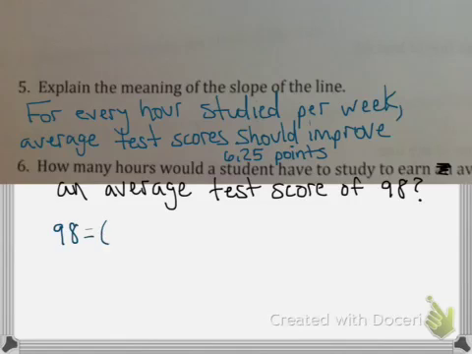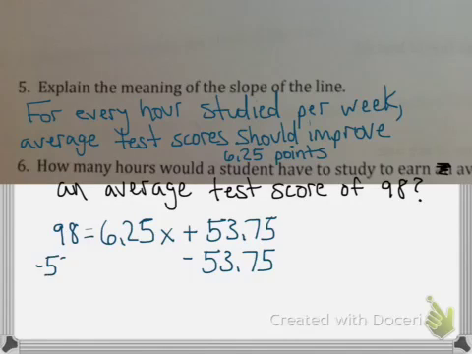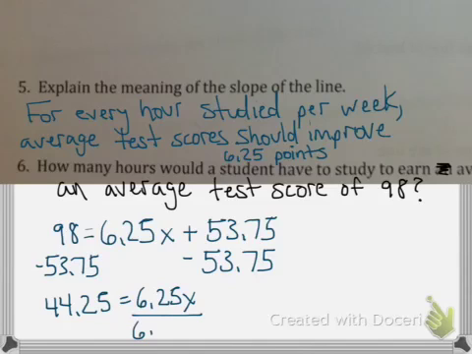So that's our y. The 98 is our y, and we plug it into our equation, 6.25 times x plus 53.75. Now we just need to solve for x. Subtract 53.75 on both sides, and you end up with 44.25 equals 6.25x. Now we need to eliminate the 6.25 to get x by itself, so divide by 6.25 on both sides. And 44.25 divided by 6.25 is 7.08. So x is about 7.0. That means in order to earn an average test score of a 98, that student should put in a little over 7 hours a week to study.